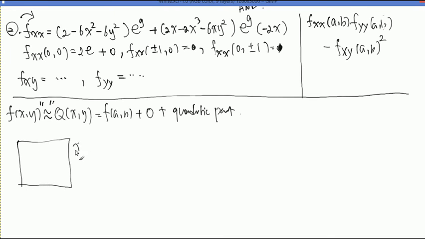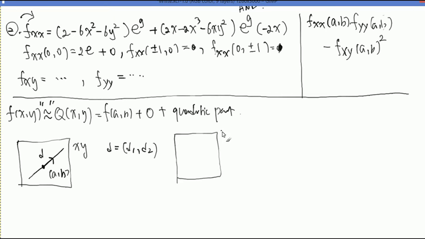Here's the xy plane. Here are our critical points (a, b), and you draw an arbitrary line like this with this unit direction vector d, which is given by d1 and d2. And we talked about this plane h. Does everybody understand what this plane h is? Plane h contains this line L erected perpendicularly to the xy plane. So here is that line.